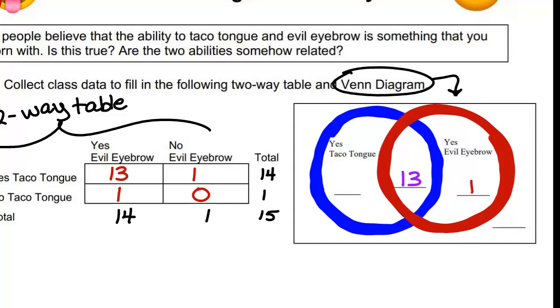Yes, taco tongue. This has to be everybody that answered yes to taco tongue. We got 13 people that can do both. So over here would be how many people? Just one person that can't.